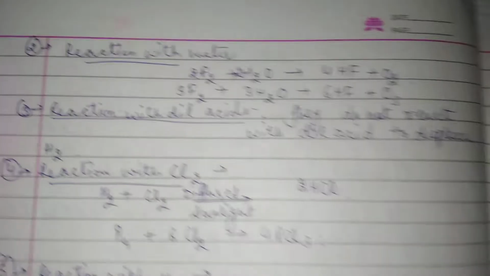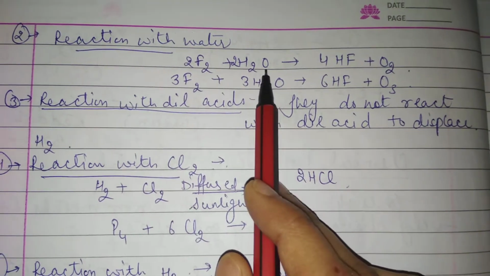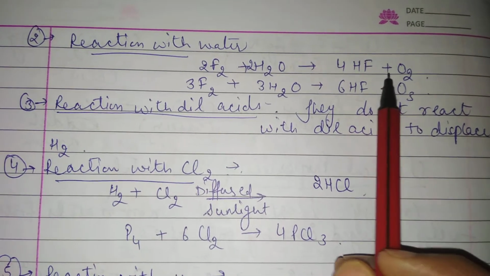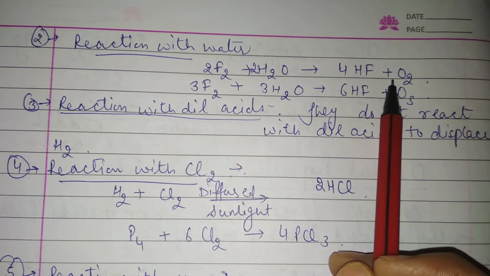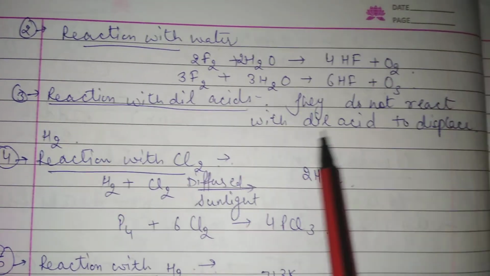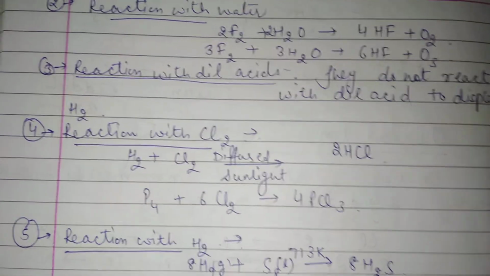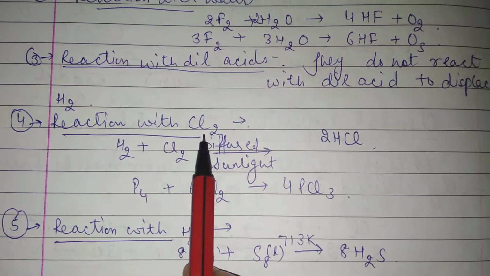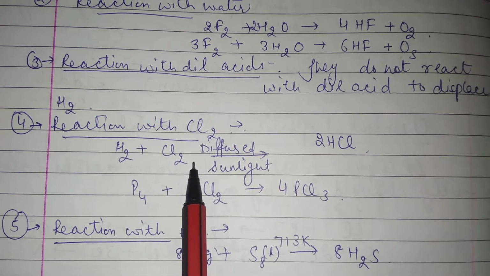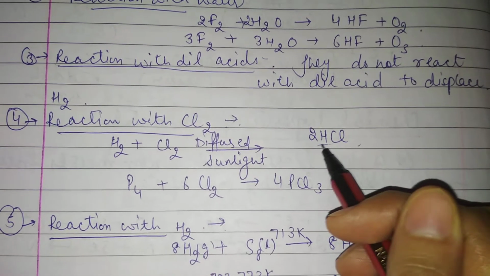Second property is the reaction with water. When fluorine combines with water, it will form hydrogen fluoride and oxygen will be released. And the reaction with dilute acid: they do not react with dilute acid to displace hydrogen. Next is the reaction with chlorine. When hydrogen gas combines with chlorine, they will form hydrogen chloride acid.